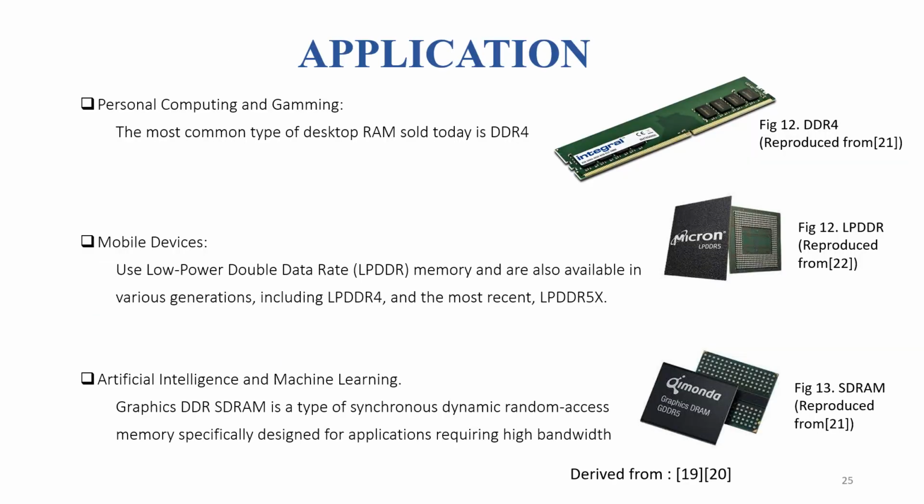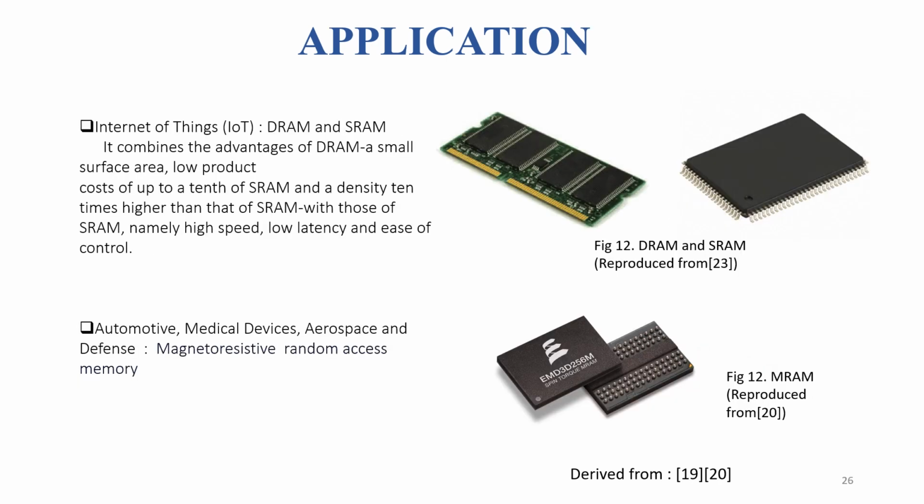And these are some of the applications of memory. DDR4 RAM is used for personal computing and gaming, and LPDDR RAM is used for mobile devices and other simple but complex computing devices. And SDRAMs are used for artificial intelligence and machine learning, since it requires many more algorithms and steps to be implemented much faster. And DRAM and SRAMs are much more commonly used in Internet of Things boards like ESP32 or similar boards. And MRAMs are used in automotive, medical devices, aerospace and other defense applications.